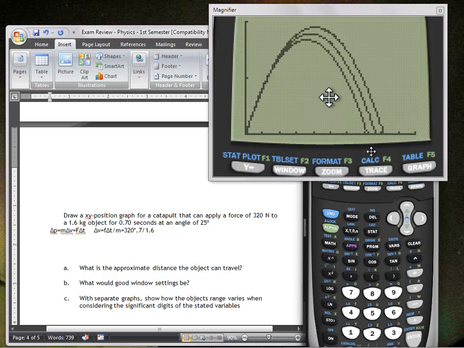You could do the same sort of thing for the other numbers, the 0.7 seconds. Maybe it was 0.69 seconds or 0.71 seconds. How does that affect things? Or the angle. You could put a range in the angle and go from anywhere from 20 to 30 with our best guess at 25. And how does that affect things? But just a little more about significant digits.